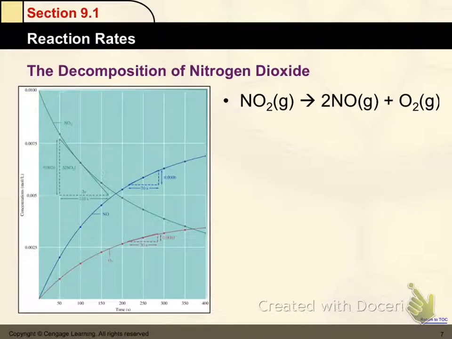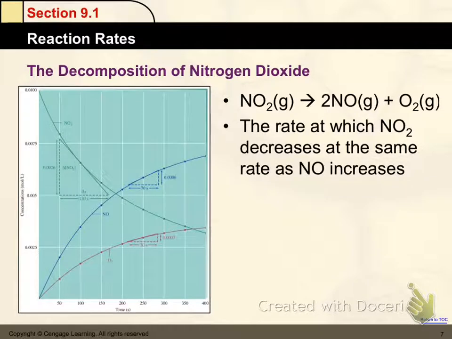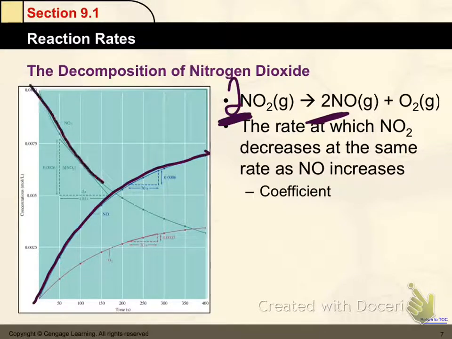Here's our reaction. 1 mole of nitrogen dioxide gas decomposes to 2 moles of nitrogen dioxide. Actually, I got my equation wrong here. Put 2 in front there. There we go. So 2 moles of nitrogen dioxide gas decomposes to 2 moles of nitrogen monoxide plus 1 mole of oxygen gas. And what we should be able to see is that the rate at which nitrogen dioxide decreases is the same rate at which nitrogen monoxide increases, and this is because of the coefficients. Okay, again, there should be a 2 in front here. Because for every 2 moles of this that are decomposed, you form 2 moles of this, their reaction rates should be the same.